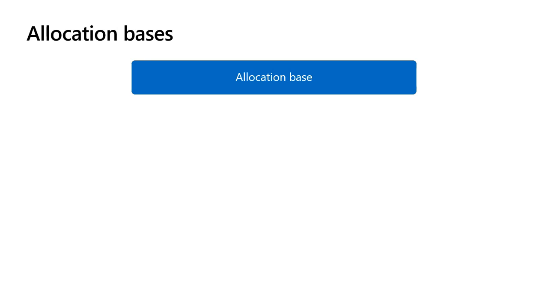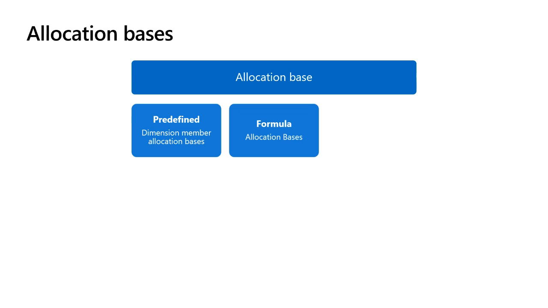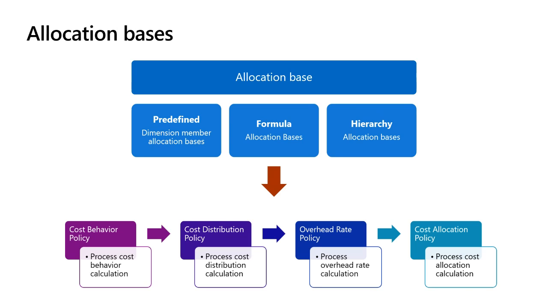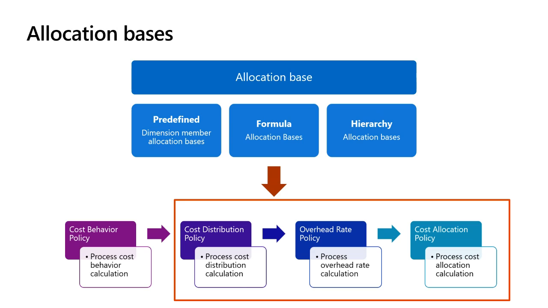Allocation bases are of three types. They are the predefined dimension member allocation base, then we have the formula allocation base, and then we have the hierarchy allocation base. So where do we use these allocation bases? Allocation bases are used while defining cost accounting policy, and more specifically in the cost distribution policy, overhead rate policy, and cost allocation policy. Cost behavior policy doesn't need an allocation base.